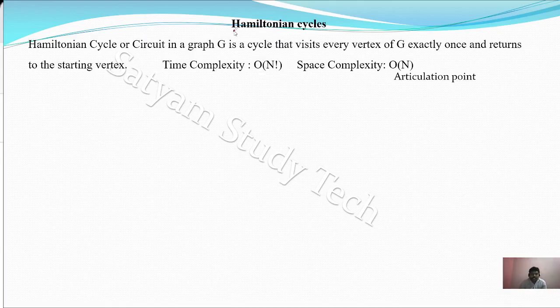Today's topic is the Hamiltonian cycle. It is also one of the applications of backtracking. So you can use the backtracking approach to find out how many Hamiltonian cycles exist for a given graph.